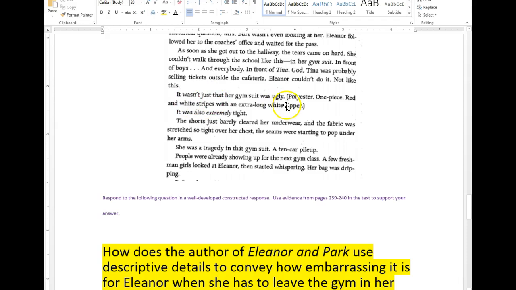It wasn't just that her gym suit was ugly. It was also extremely tight. The shorts just barely cleared her underwear. The fabric stretched so tight over her chest, the seams were starting to pop.